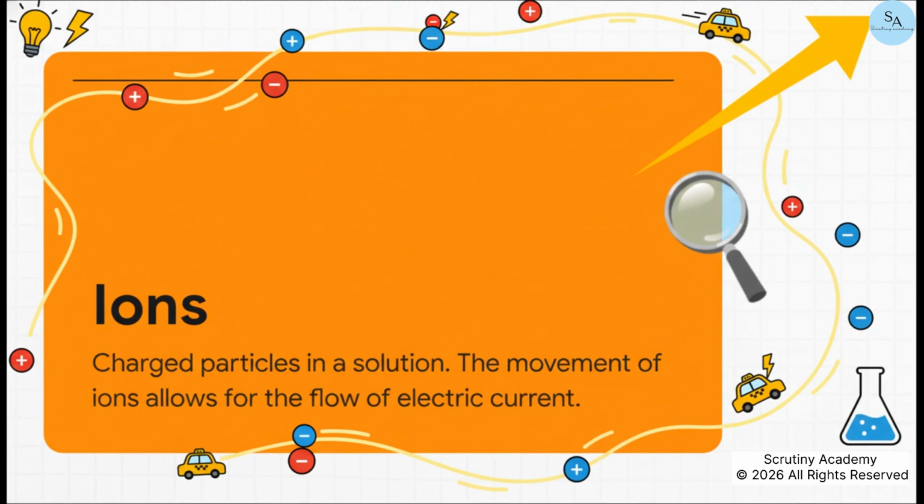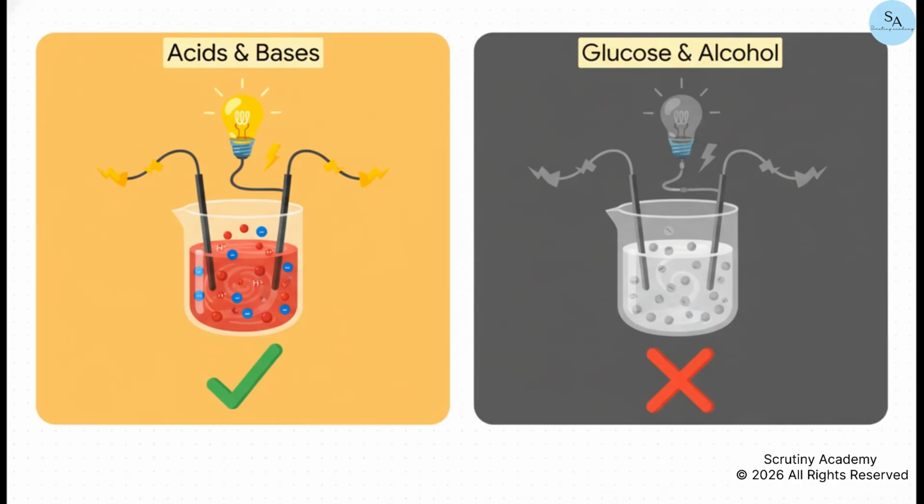So what are ions? It's really simple. They're just tiny particles with an electric charge kind of floating around in a liquid. And these are the little guys that actually carry the electricity from one point to another. You could think of them like tiny little taxis for electricity. And this slide explains it all perfectly.